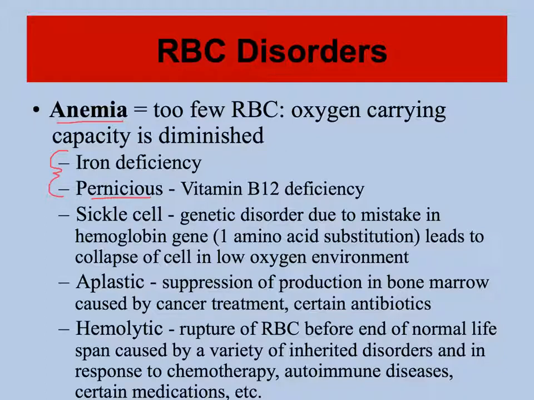Sickle cell anemia is a type that is caused by a genetic problem, that the code for the hemoglobin protein, the genetic code in the gene, has a mistake so that the protein does not form exactly right.